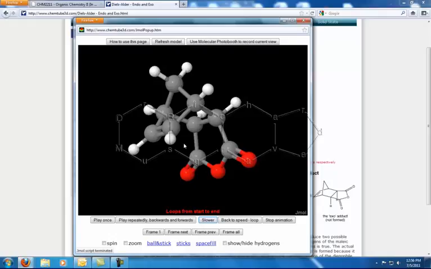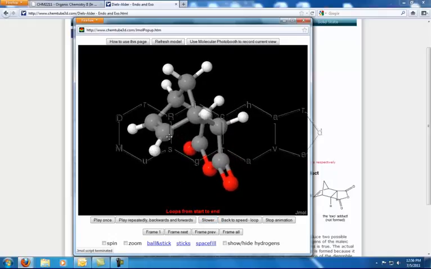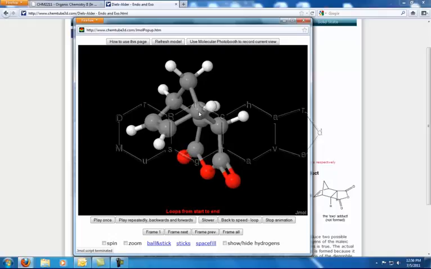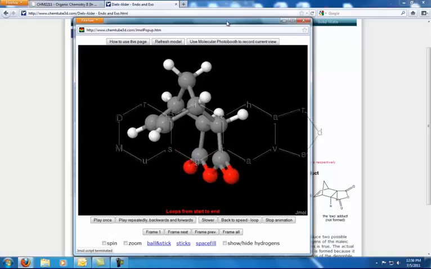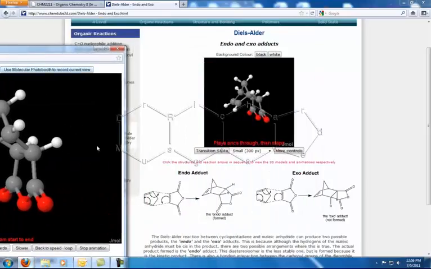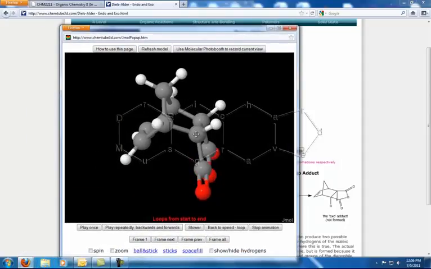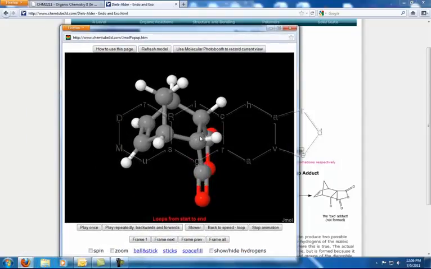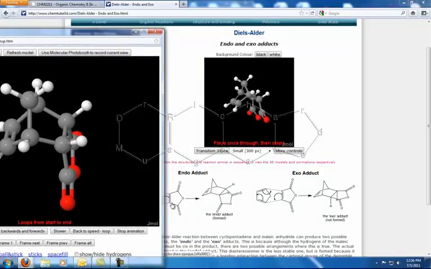So just to orient you a little bit about where we're at with this adduct here, you can see this C here and this C here were the C's that made up the end of the diene, this carbon here and this carbon here. And you can see these two carbons here are the carbons that made up the dienophile. And that's these two carbons right here.